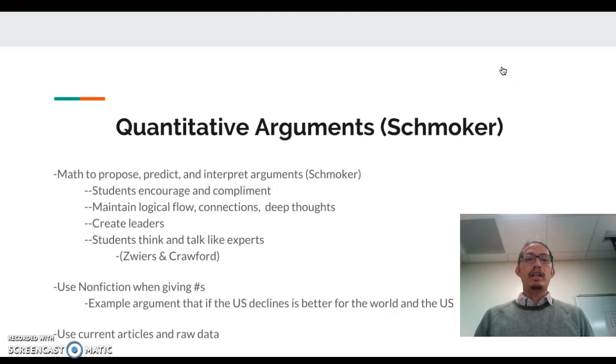And when we give them text, the text should be nonfiction. When we give them numbers, those numbers must be real. An example of such text would be a text that talks about whether, if the U.S. declines, that is better for the world and the U.S. And for us in math to use current articles and raw data allows the students to know that math is real in life.